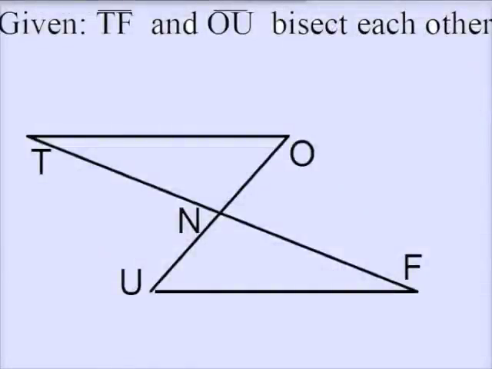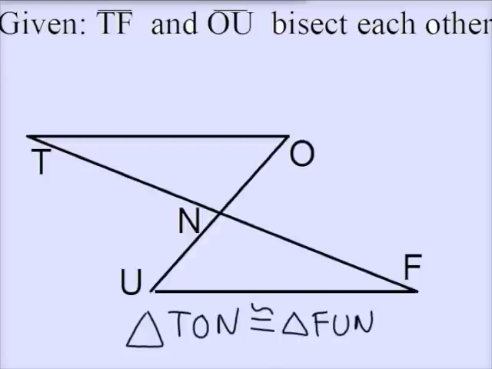Again, we're dealing with two triangles that we want to prove congruent, so let's name them. We can call them triangle TON and triangle FUN, as in proof is a ton of fun. All right, so we want to first prove that TF and OU bisect each other. What does that mean? Well, this word bisect means cut in half. So TF and OU cut each other in half. In other words, TF refers to that long segment. TF is cut into two equal parts. Similarly, OU is cut into two equal parts.